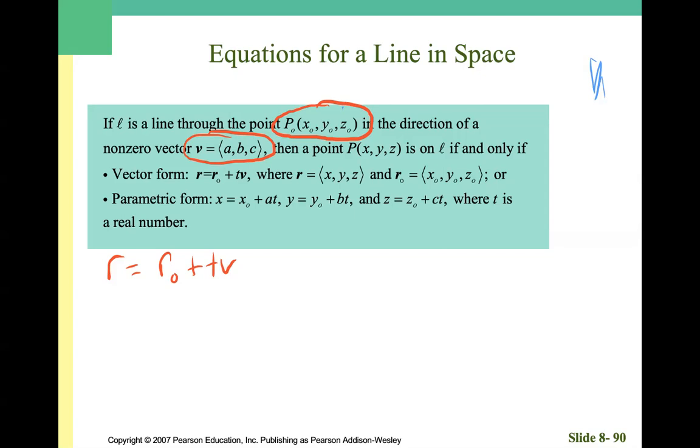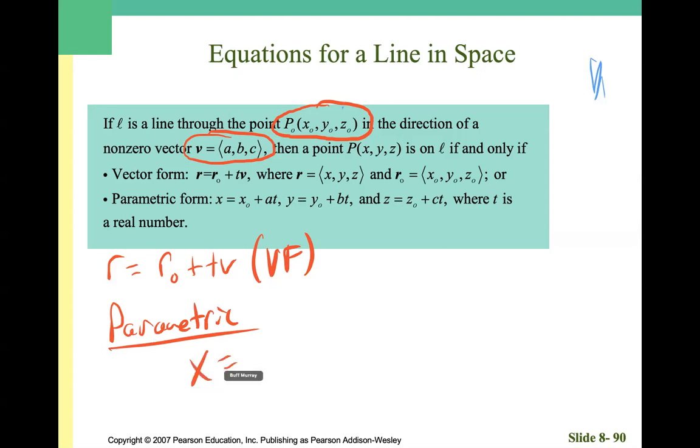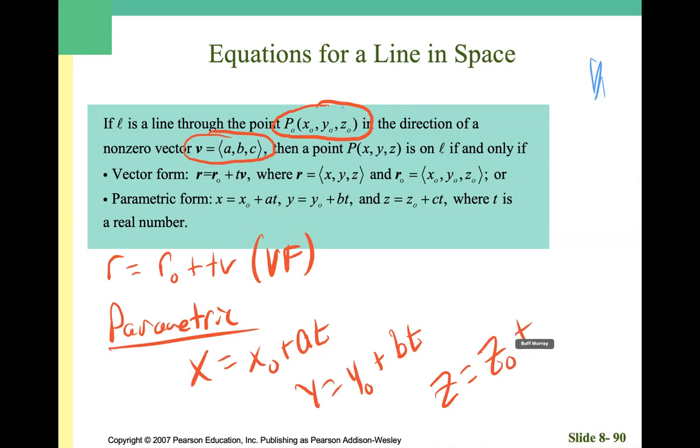Now, parametric form, remember, when we talked about parametrics, we said both x and y depend on time. We did that a long time ago. So instead of having y in terms of x, we have x in terms of t and y in terms of t. Well, now since it's in 3 space, we're gonna have z in terms of t also. So this is the parametric form: x equals x sub 0 plus at, y equals y sub 0 plus bt, and z equals z sub 0 plus ct. Okay, that's the parametric form.